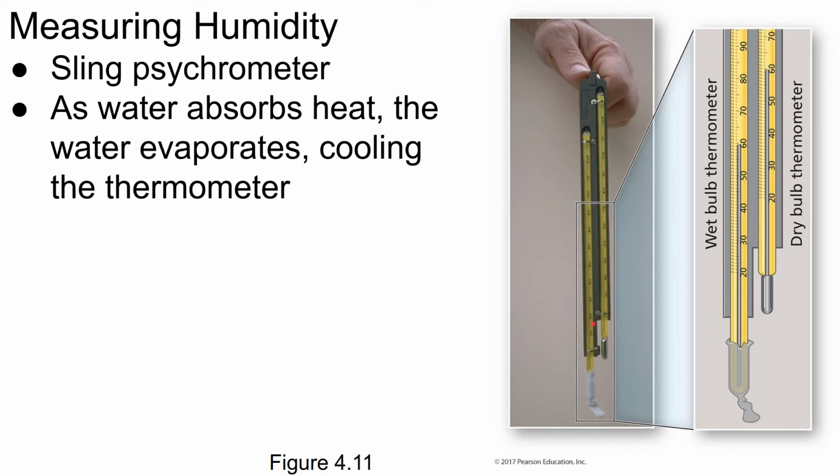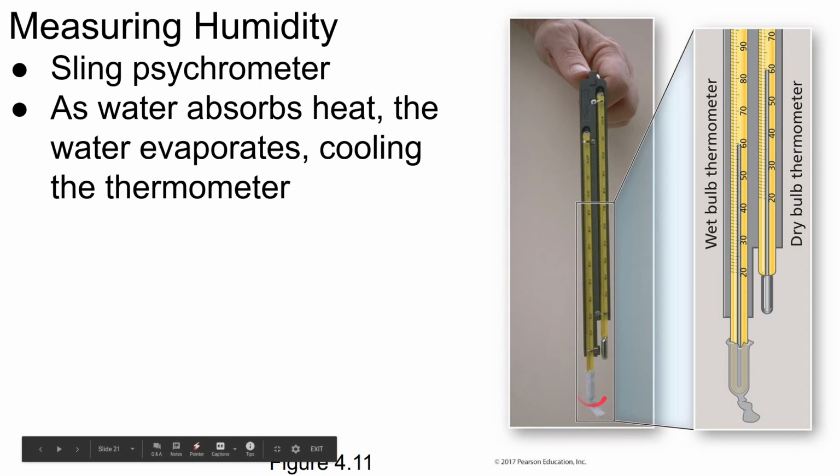If the temperatures are the same, that would mean the relative humidity is 100%. There's no spare energy to evaporate water. It's all been used up in evaporating water. So if there's no more energy to evaporate water, no more water evaporates, there's no more cooling of the wet bulb, and so the temperatures would be the same.